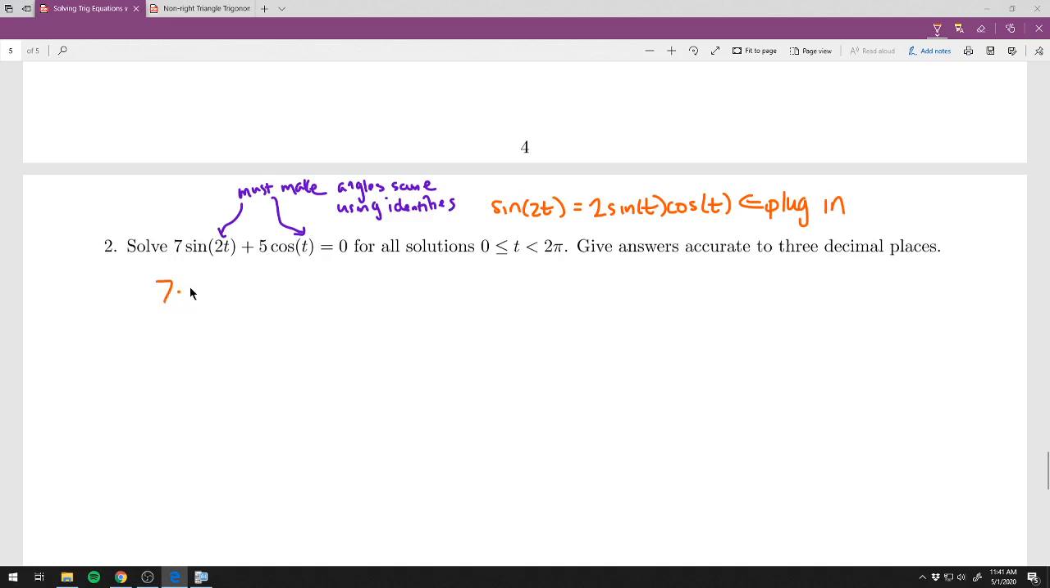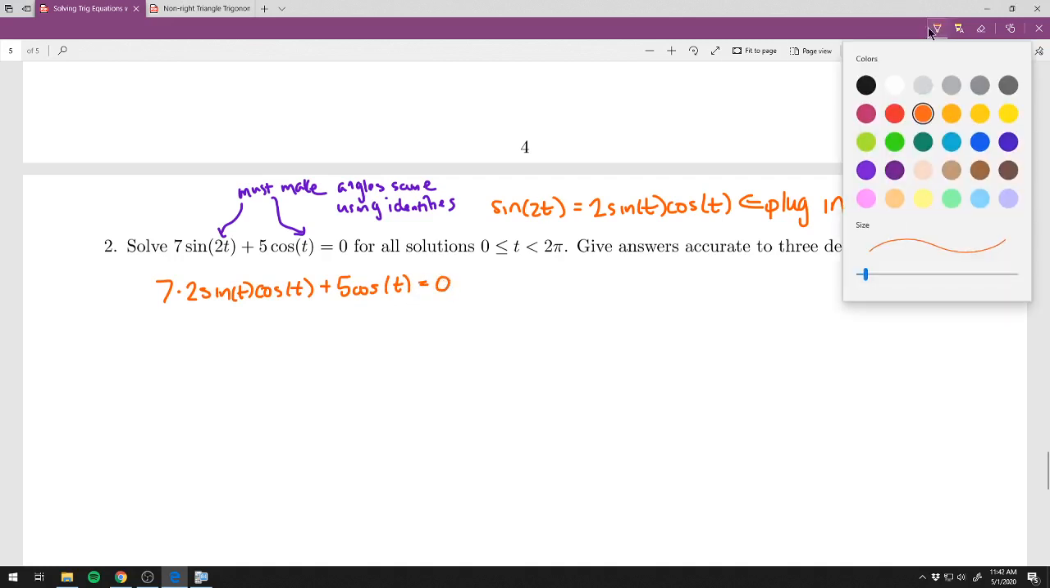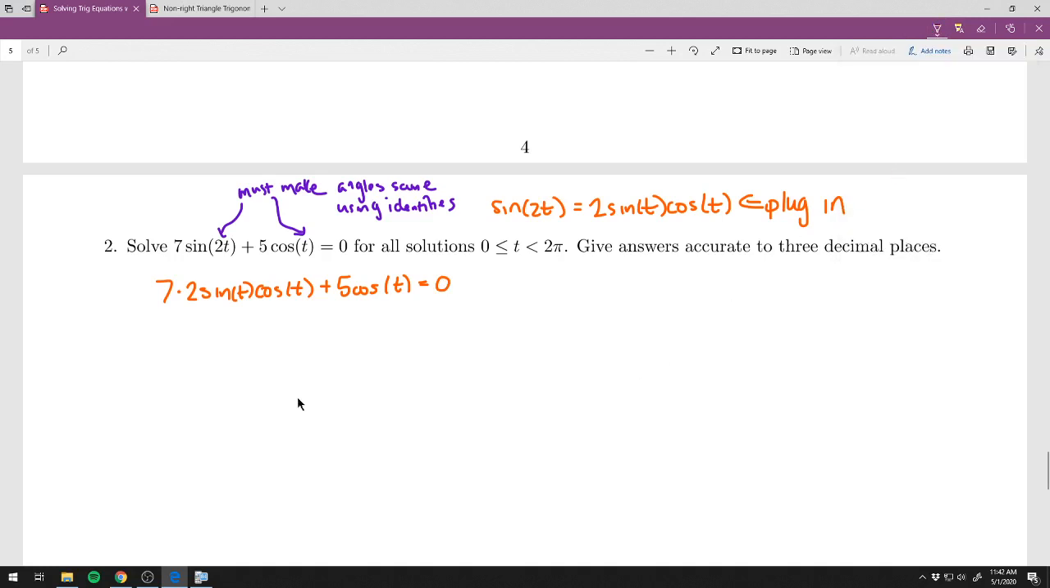We got 7 times 2 times sine of t times cosine of t plus 5 cosine of t equals 0. 7 times 2 is 14, so might as well just simplify that.